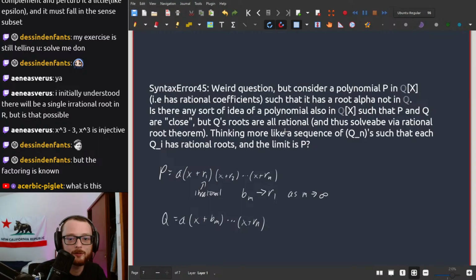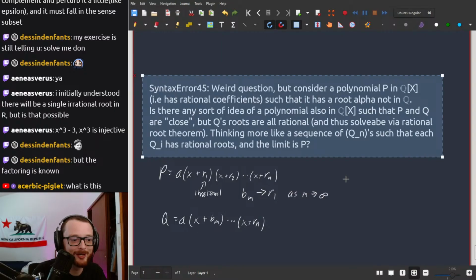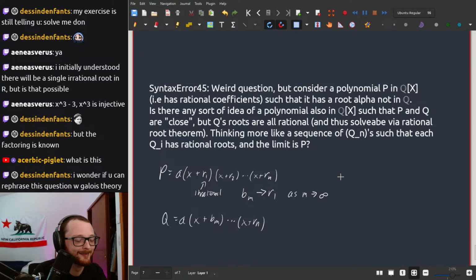Acerbic piglet, I don't know how to answer that question. It's a math stream. You can ask questions. This is a question that someone asked. Friends with Galois theory? Maybe.